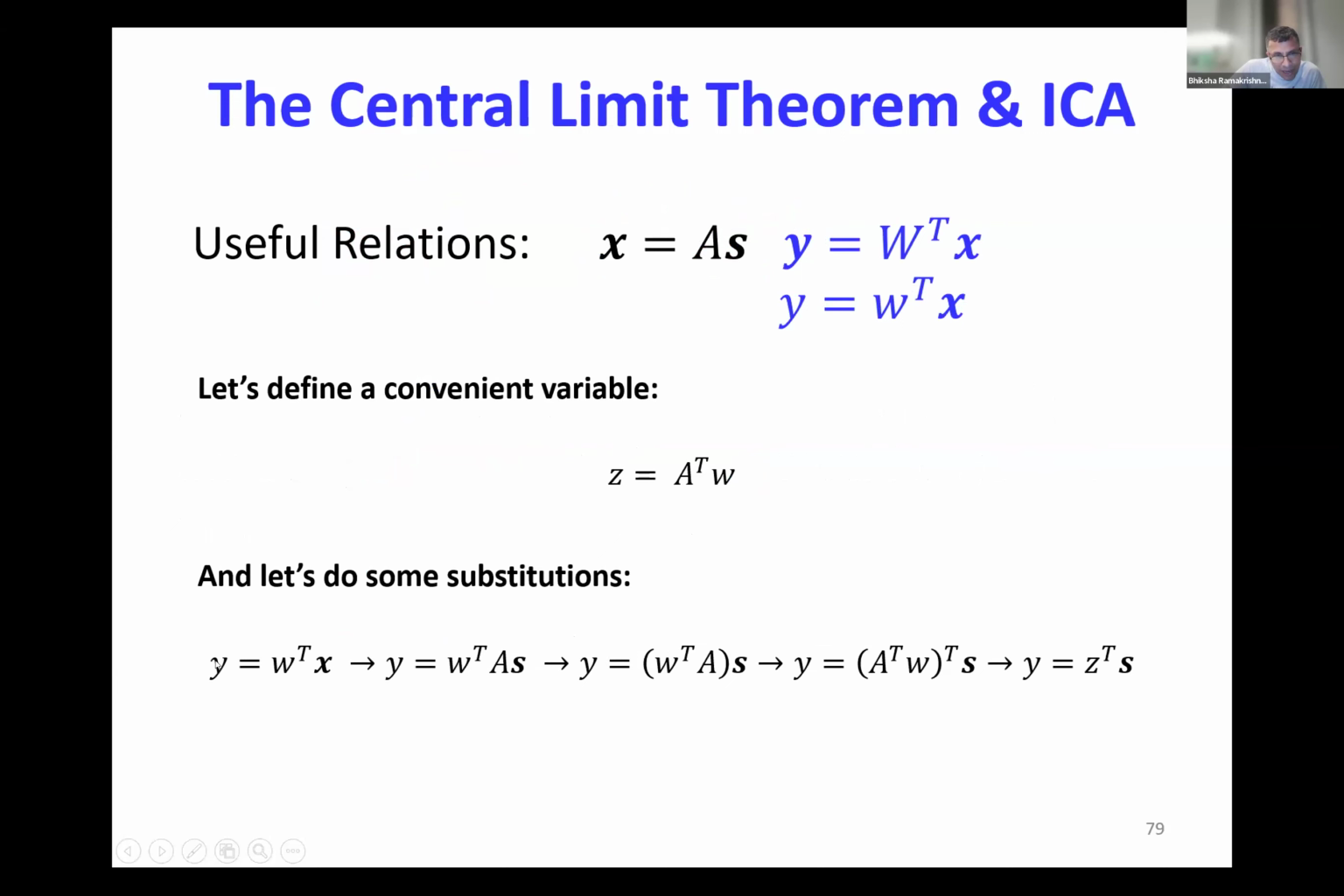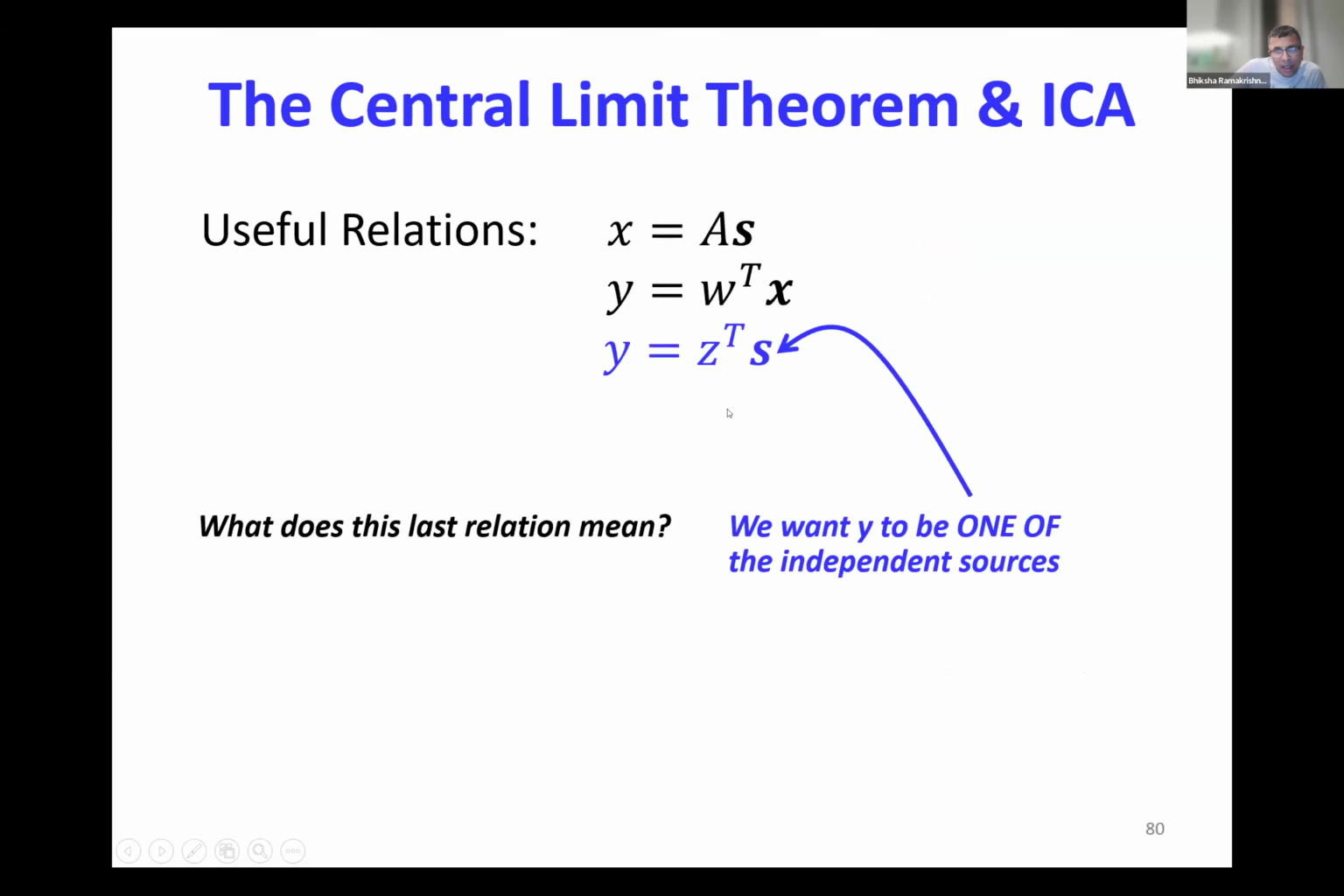When I write Y equals W transpose X, I can write Y equals W transpose AS, because X was the mixed S, which I can write as W transpose A times S, which is Z transpose S. Does this make sense? This is just manipulation. And so I want Y to be picking one of the S's.